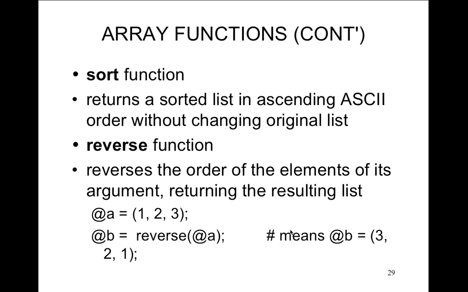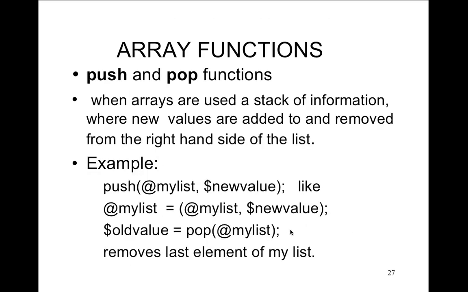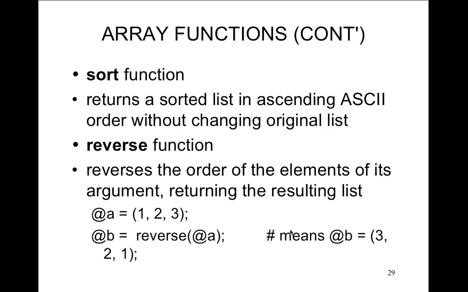If we shifted A, or reversed A, or sorted A, actually shift and unshift pull the item off, and pop and push pull the item off, changing the array. The sort and reverse don't actually change the structure of the array. They just manipulate the data for us.